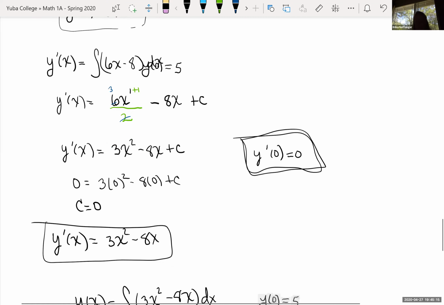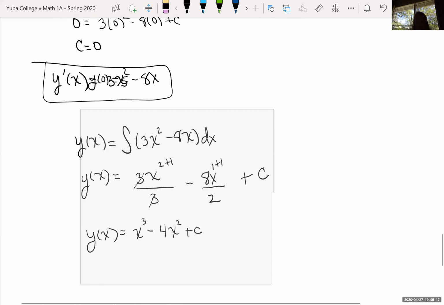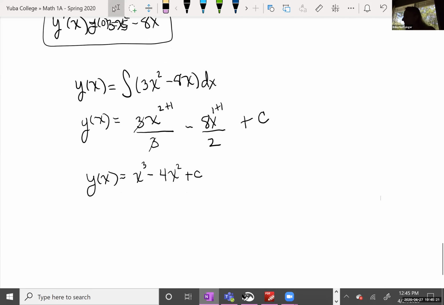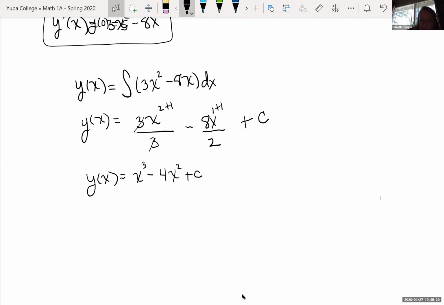Oh, wow. What was it? y sub 0 was equal to 5. Okay, so when x is 0, y is 5. So we have 5 is equal to 0 cubed minus 4 times 0 squared plus c. So c has to be 5.